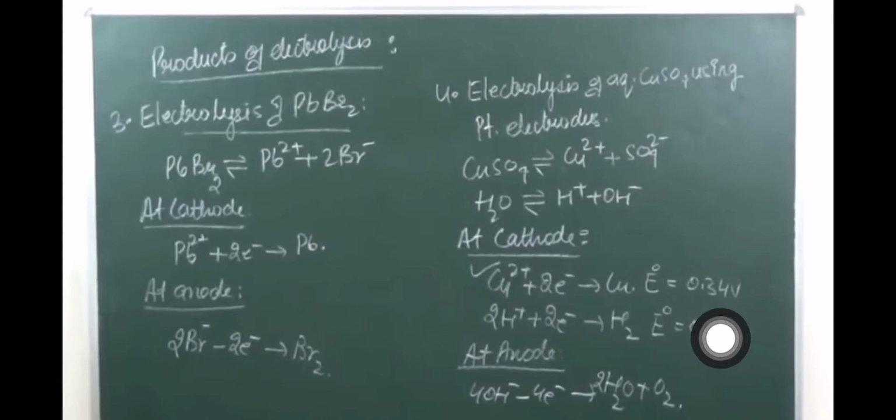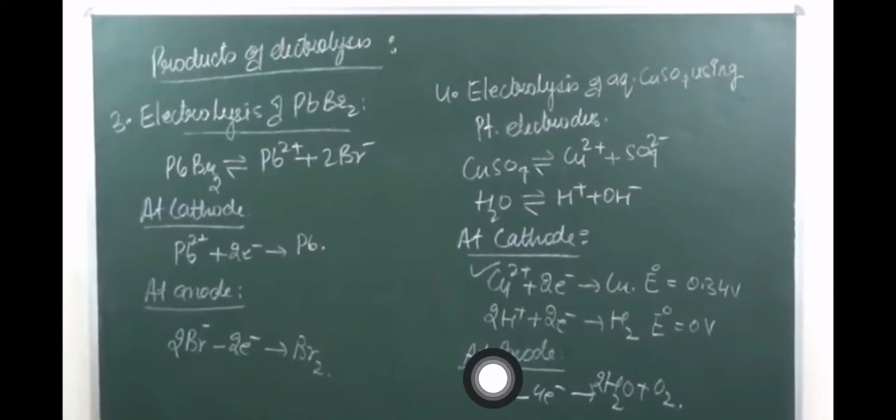So at cathode, which process will be taking place? Cu plus 2 electrons, and deposition of Cu will take place at cathode. And at anode, now you will be saying that two reactions should take place. No, because SO4 minus 2 is also there and OH minus is also there. But during the electrolysis of aqueous CuSO4, SO4 minus 2 is not going to lose electrons, right? So only one reaction takes place, that is of OH minus.